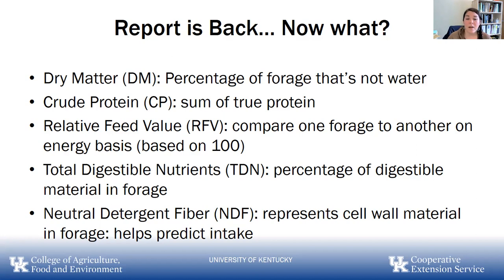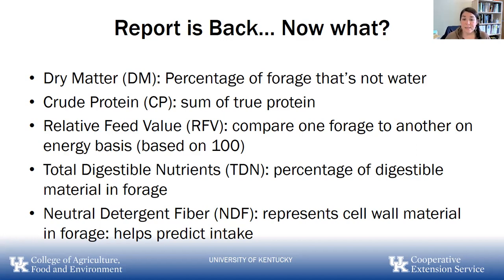Relative feed value, or RFV, is on a lot of different reports. Every one that we use through Dairy One or Ward's Lab is going to have this value. Basically, you're comparing one forage to another. The numbers are based on 100, which is the mean. If you're above 100, your forage is better than average. If you're under 100, it's not as good as average, but you still have good quality forage. The lower it goes, obviously, the lesser the quality. That's not saying it's a bad forage. It's just a number on a relative scale.